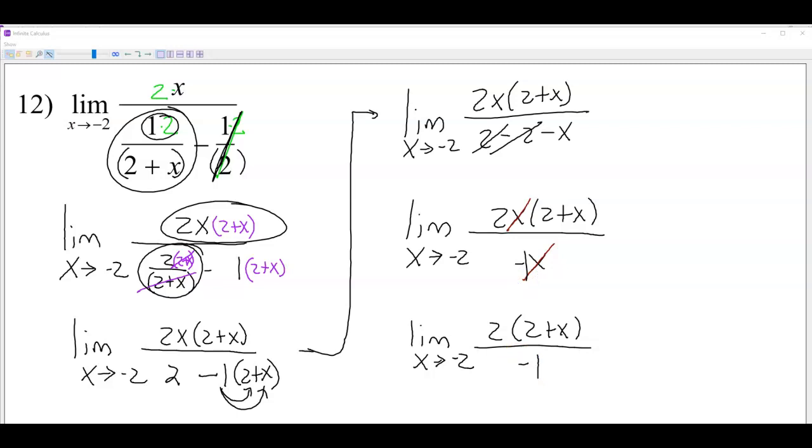But at this point, I think we're ready to go ahead and plug in and simplify. So if I plug this in, I'm going to have 2 plus a negative 2, which is 0. And 0 times 2 is 0. And 0 divided by a negative 1 is still 0. So the final outcome there is going to be 0. Right? So the trick here is to clear out the denominators by multiplication. And then after that, simplify and cancel. And after that, do your direct substitution.